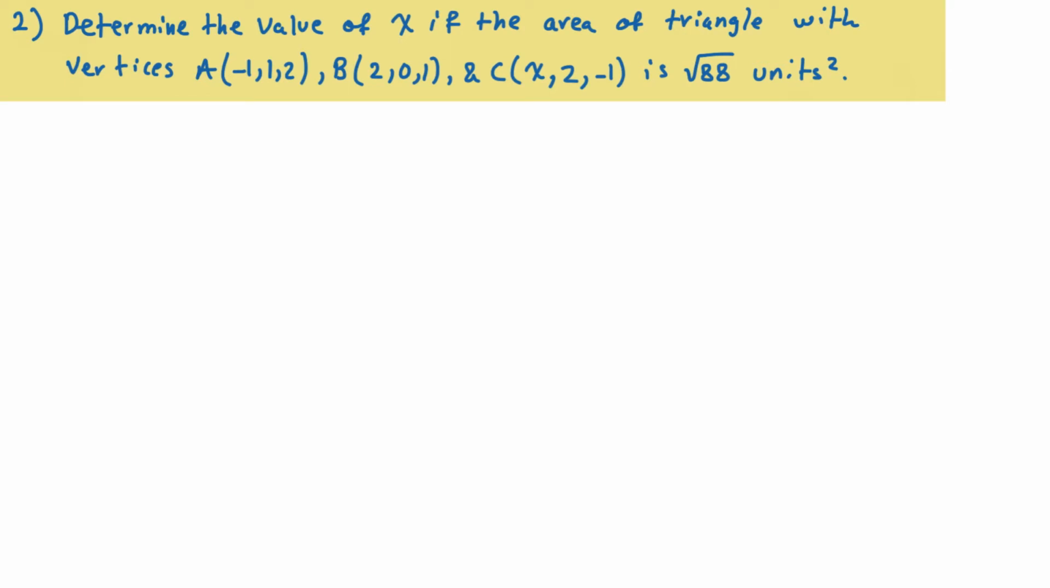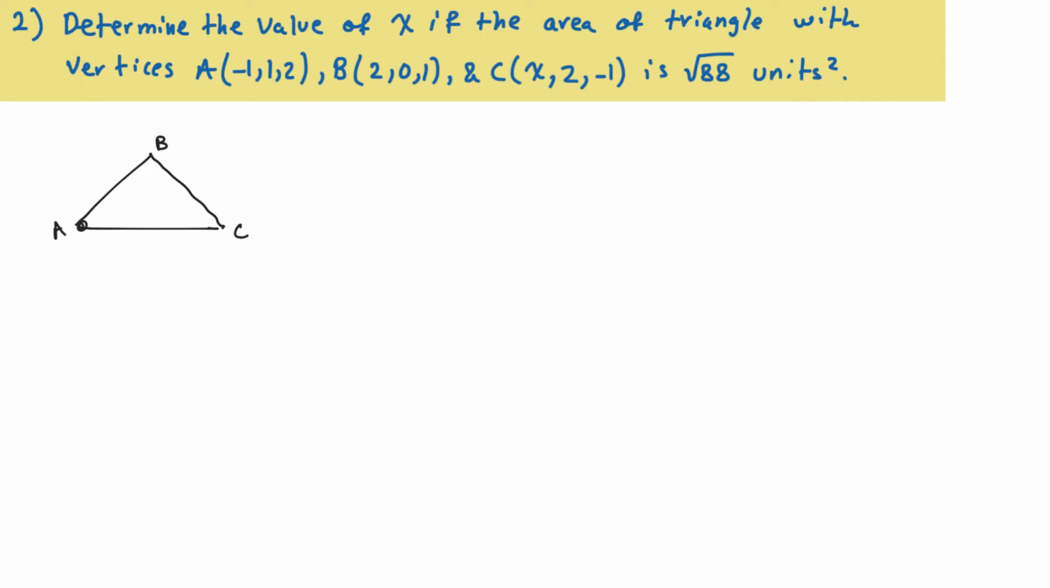Okay, for the next question, we have to determine the value of x if the area of a triangle with vertices A, B, and C is root 88 units. So first thing we're going to do is draw it out to get an idea about which vectors we need to work with. So this is going to be A, B, and C. And we can use any of the vectors. We can do vector AC, AB, BA, BC, or CA, CB.